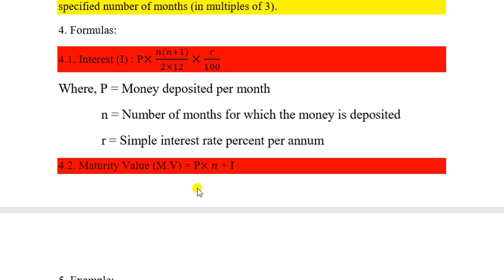And the formula of maturity value is P into N plus I. Again, P is the money deposited per month, N is the total number of months, and I is the interest. So remember that we need these two formulas. Without these two formulas we cannot solve this chapter, and only with these two formulas we can solve this chapter.